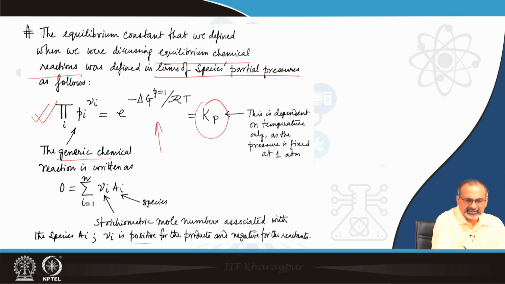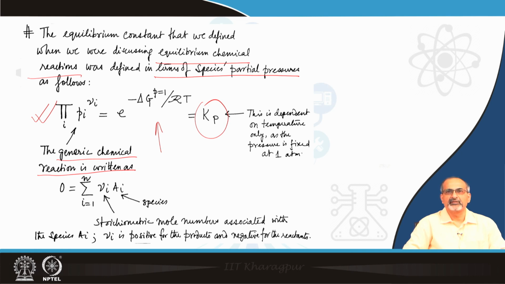And we considered the generic chemical reaction in this form, where we shifted the reactants to the right hand side and correspondingly took care of the change in sign, where the reactants took up negative values for nu's and the positive values of nu's were retained for the products, and they were associated with their respective species.